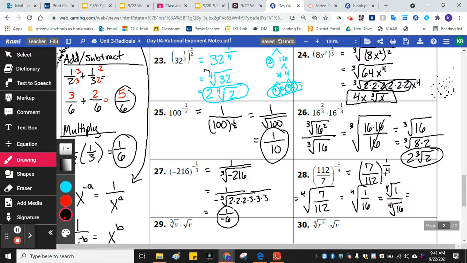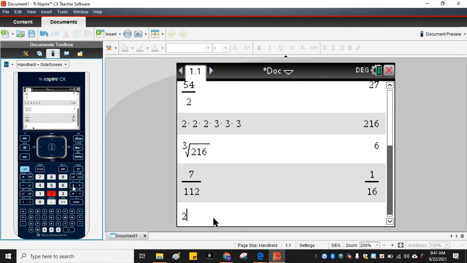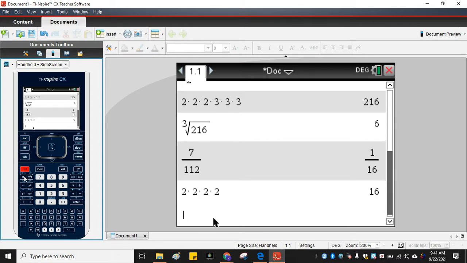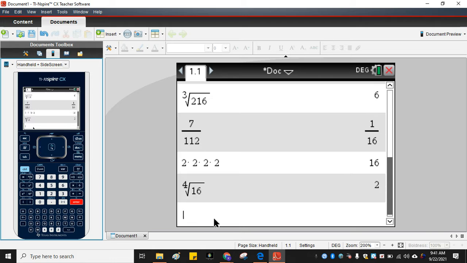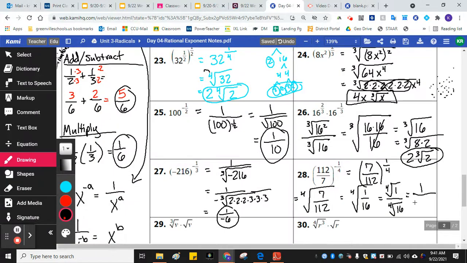1 times 1 times 1 times 1 is 1. So the 4th root of 1 is 1. Any root of 1 is 1. And 16 is 2 times 2 times 2 times 2. Let me make sure. 2 times 2 times 2 times 2. So the 4th root of 16 is 2. So all of this just goes to 1/2.